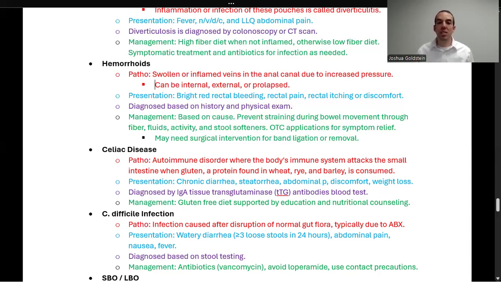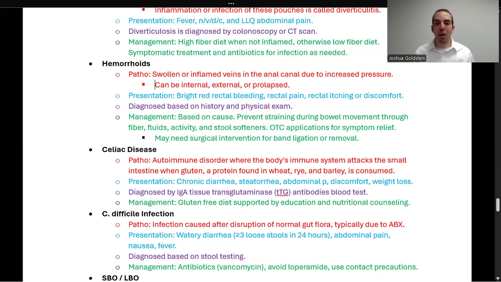You should know this for test purposes. Watery diarrhea, which is more than 3 loose stools within 24 hours, plus abdominal pain, nausea, and fever. This is diagnosed based on stool testing, and the patient is going to be treated pharmacologically with vancomycin or some other antibiotic. I've seen this as a very common test question.